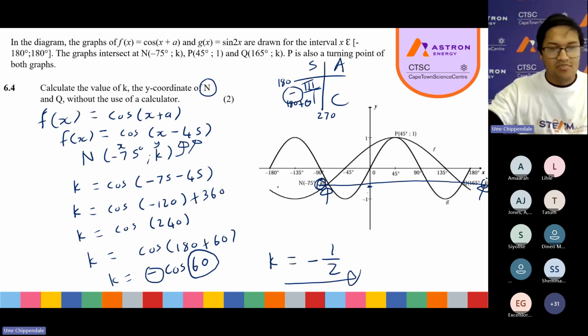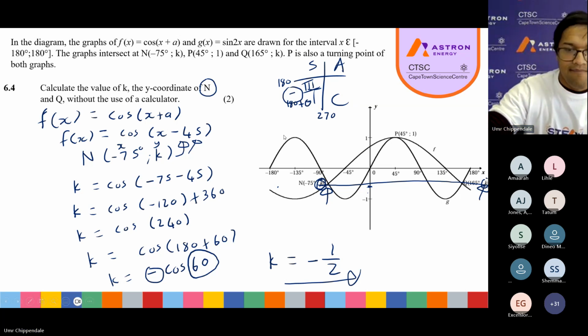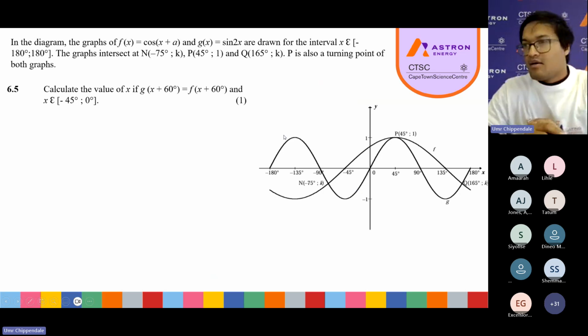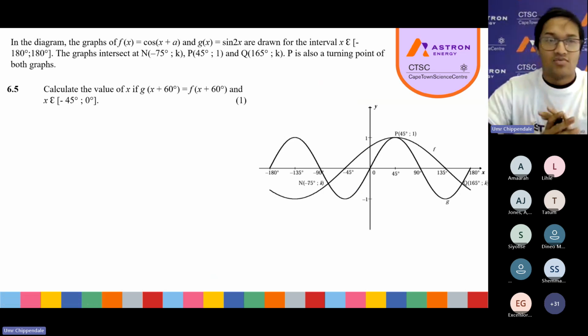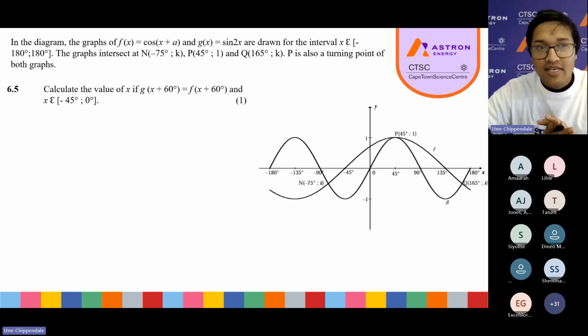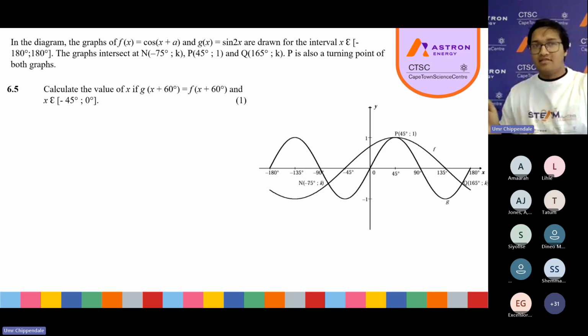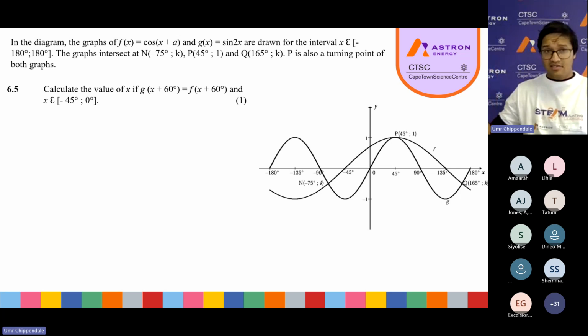Now we're going to move on to 6.5. If I'm going too fast or too slow, you can tell me as well. If you have any questions, you can place them in the chat as well. 6.5. Calculate the value of x if g of x plus 60 degrees is equal to f of x plus 60 degrees, and x is an element of negative 45 to 0.